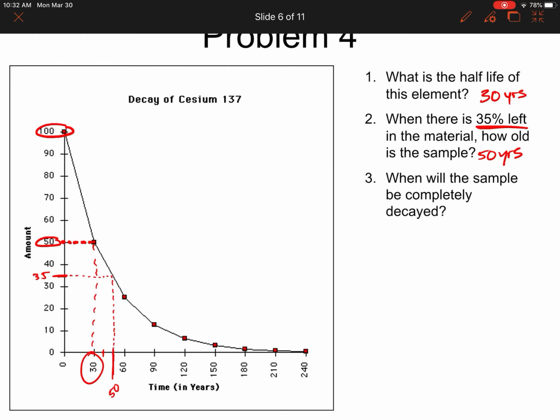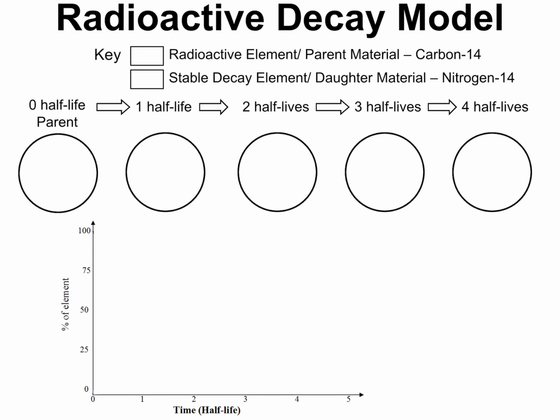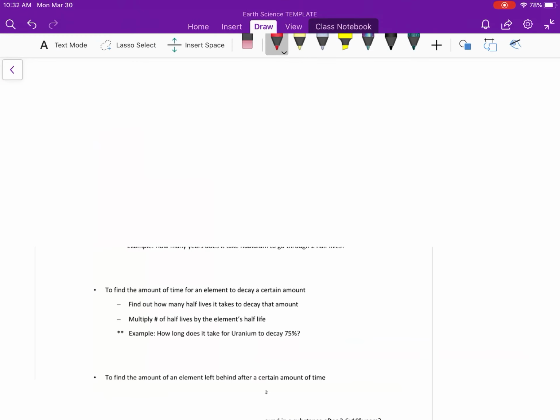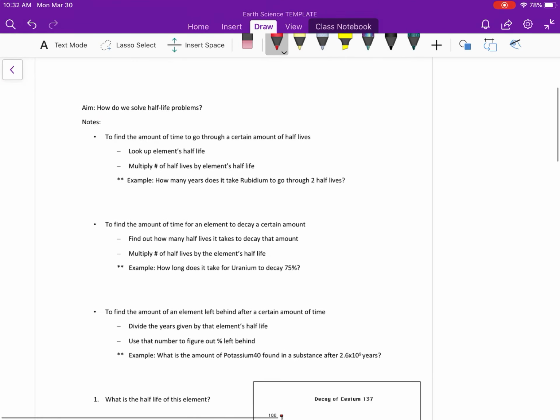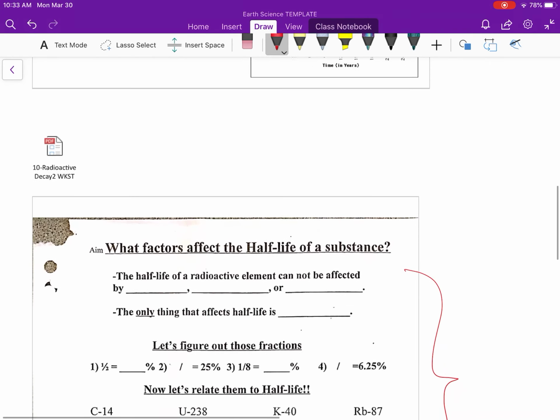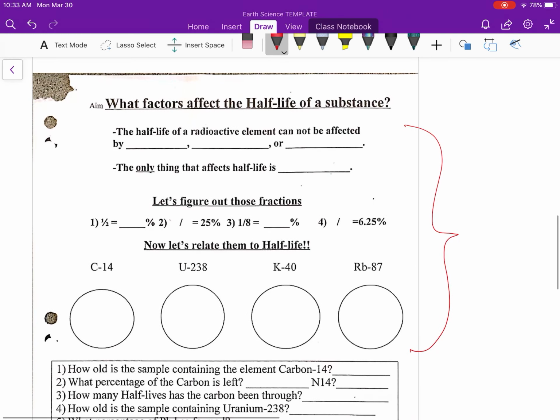When will the sample be completely decayed? Listen, remember what we said. It's never going to hit 0, but it's going to get really, really close. Here, it gets super close at around 240 years. All right, so now I think I'm going to go straight to that worksheet that you have to do. So we just did all of this.